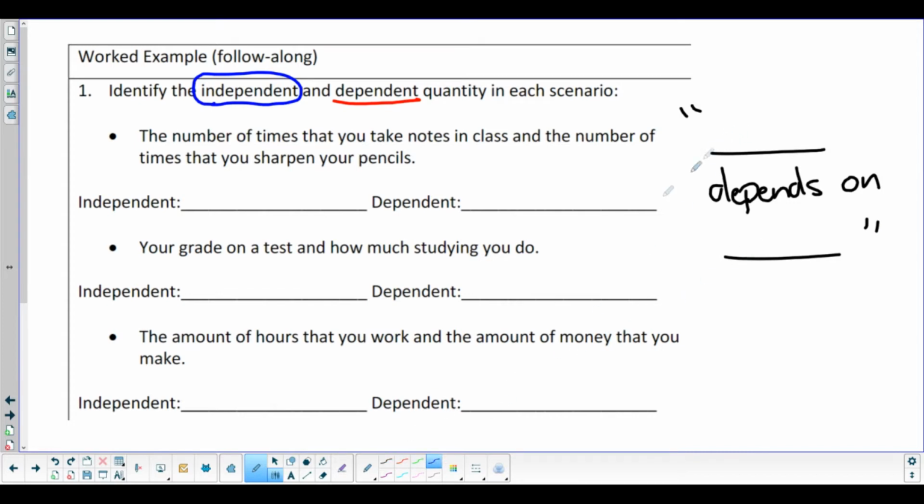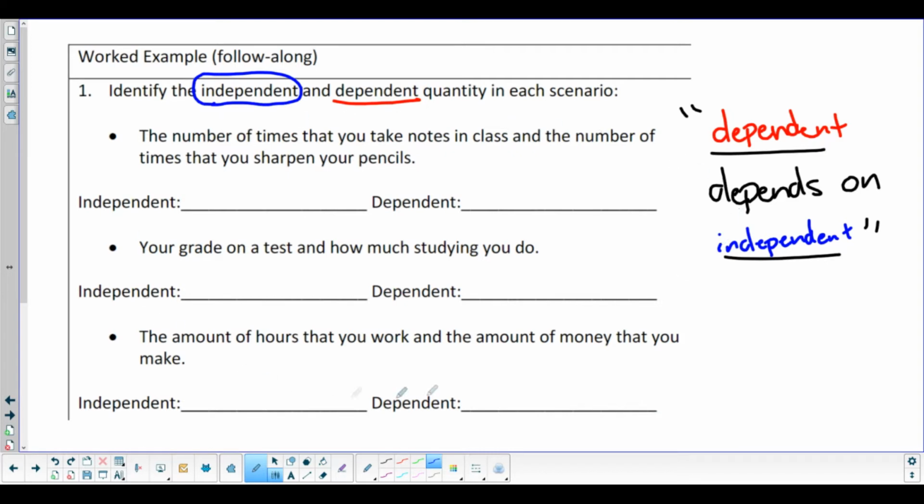Now, the dependent quantity is the one that depends, right? The dependent quantity depends on the independent quantity. Very often in our classes, we're going to see things like time be an independent quantity because time doesn't really depend on anything, right? Time just moves forward no matter what we do. Whereas things like our position, or our height above the ground, or our distance from school, those things can change based on how long we've been driving.